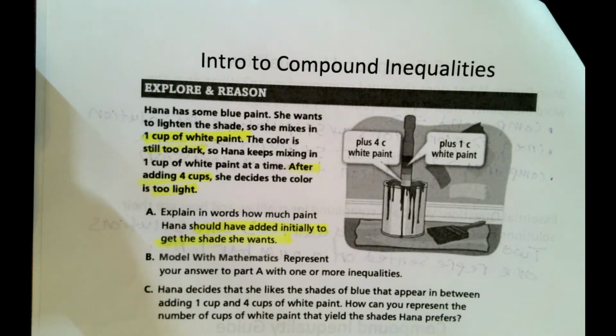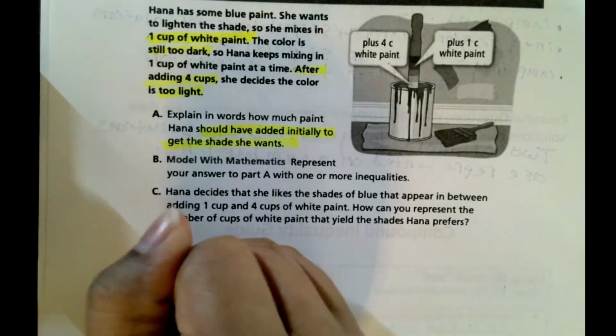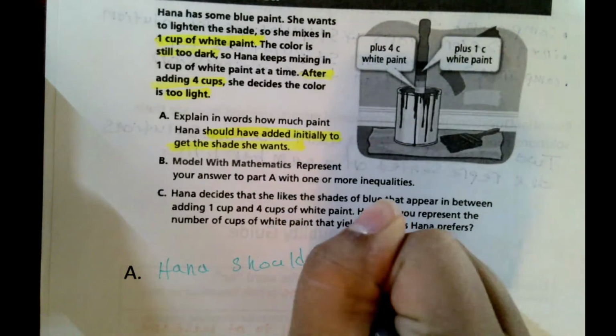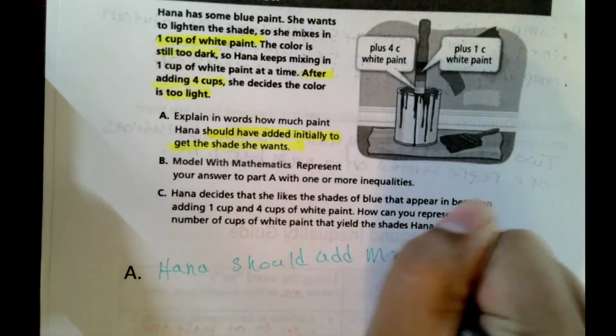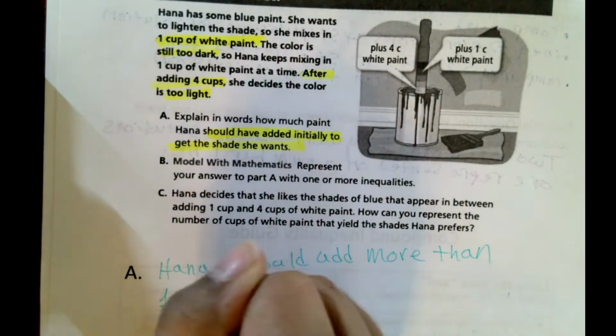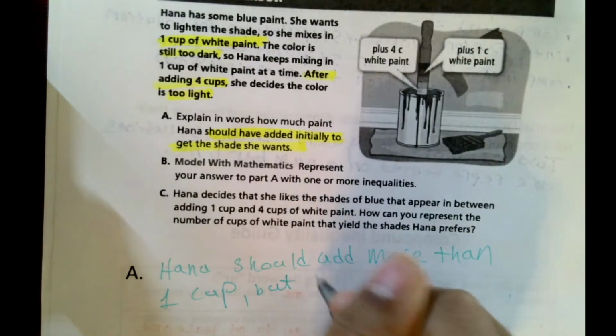Hannah should add more than 1 cup, but less than 4 cups.